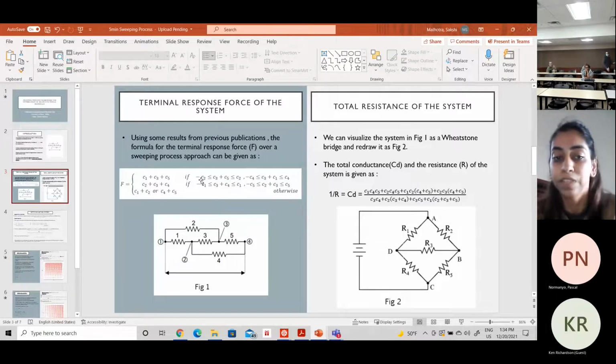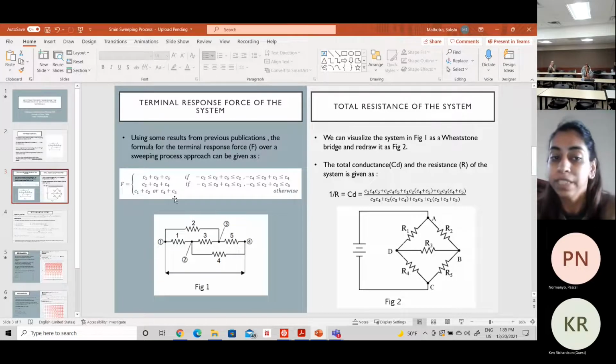suppose our elasticity bound satisfies inequality number 1, then we can say that the displacement control loading forces the springs 1, 3, and 5 into plastic mode, and the response force of the system is given by C1 plus C3 plus C5. So that's one of the cases, and we can have three formulas. One where the response force is C1 plus C3 plus C5, the second where the response force is C2 plus C3 plus C5, and the third one is where the response force is C1 plus C2 or C4 plus C5.